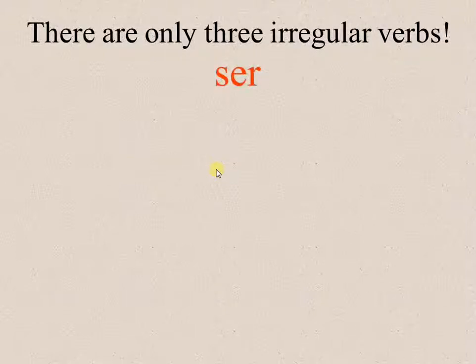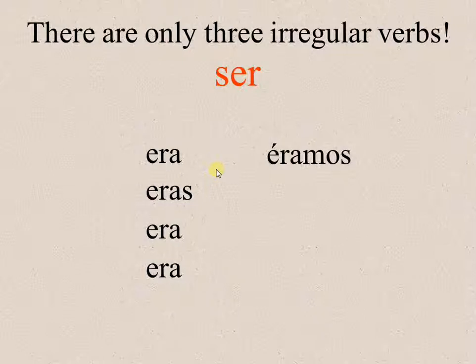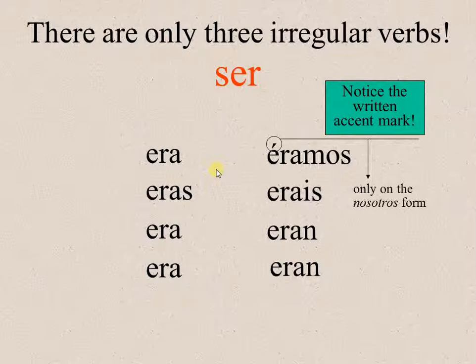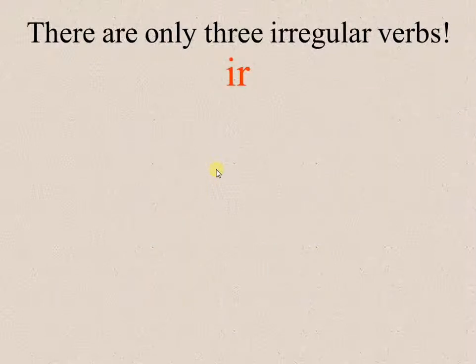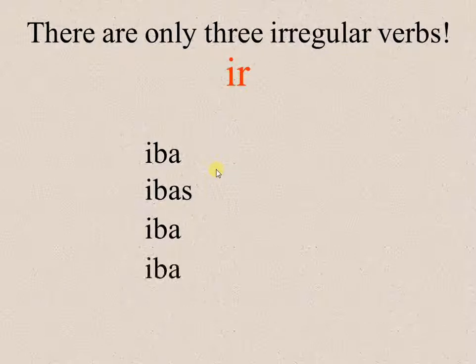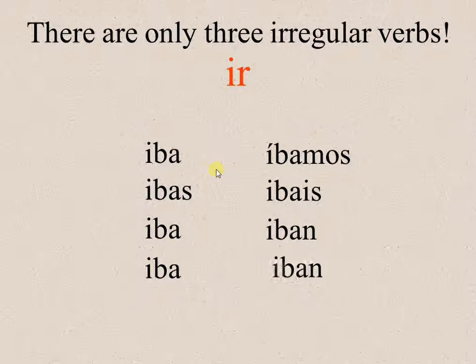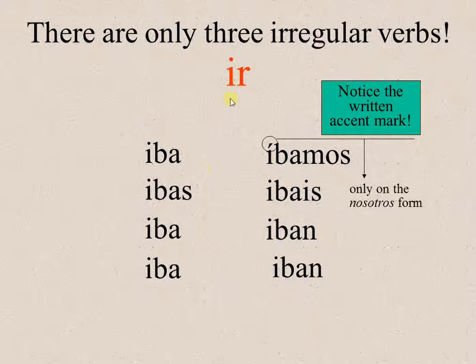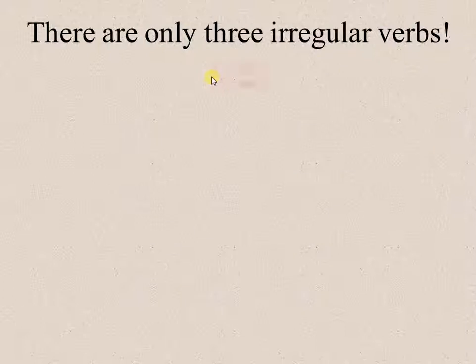There are only three irregular verbs in the imperfect, and they are the verb ser. So you're going to say yo era, tú eras, él o ella era, usted era, nosotros éramos with an accent mark, vosotros erais, ellos, ellas eran, ustedes eran. Again, accent mark only in the nosotros form. The second irregular verb is the verb ir. Yo iba, tú ibas, él, ella iba, usted iba, nosotros íbamos, vosotros ibais, ellos, ellas iban, ustedes iban. Again, accent mark over the nosotros form.